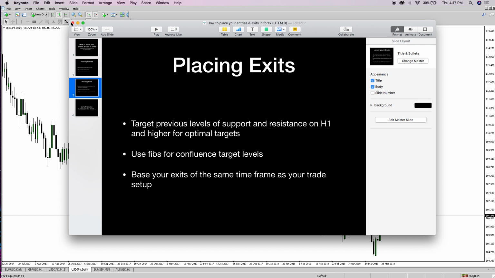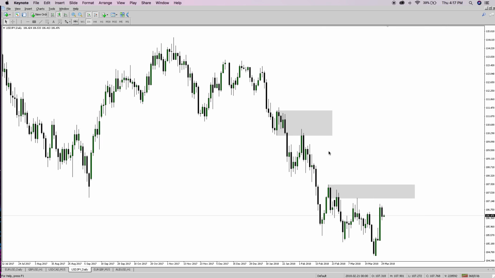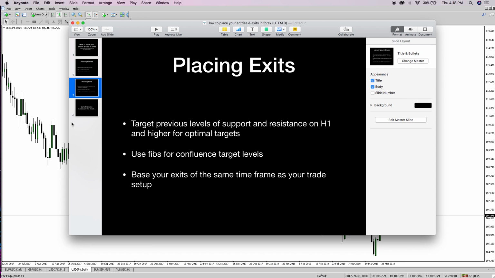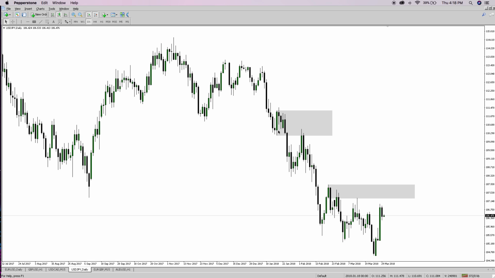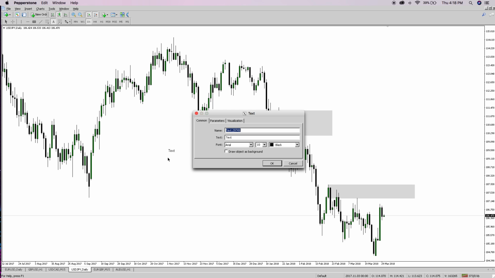Let me exit out of this, minimize. Okay. So I wanted to show you guys this chart. This is USD JPY, and this is on a daily time frame. So let me actually, that way we can go over this together. Alright, so placing your entries. Always go based off a higher time frame level. So here we're on a daily time frame, and I've got this higher time frame level marked out. This is going to be example 1.